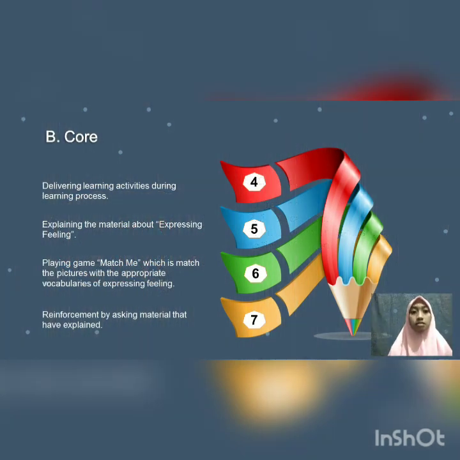And then the core. The first core activity is delivering learning activities during the learning process. Then explaining the material about expressing feeling. Next is playing the game Match Me, which is matching the pictures with the appropriate vocabularies of expressing feeling. And then reinforcement by asking about the material that has been explained.